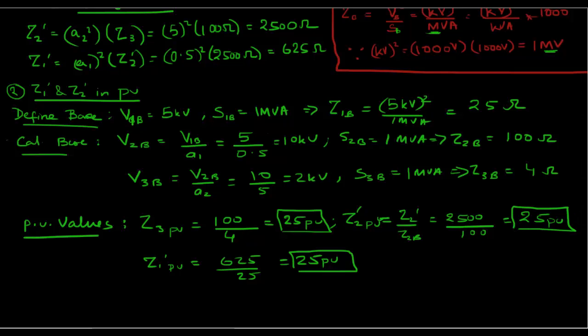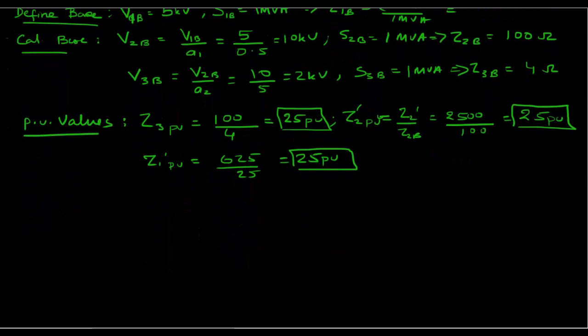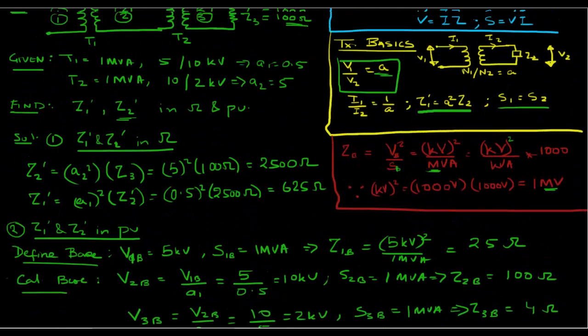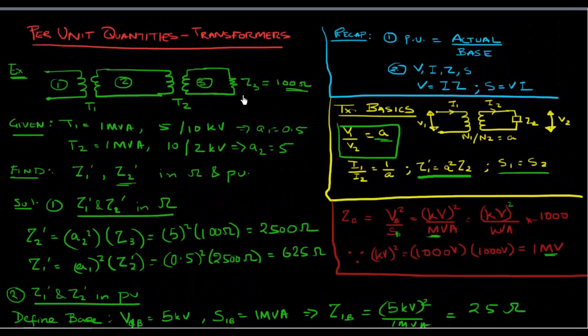All our impedance values in per unit are the same, and this is the beauty of using per unit. What this is telling me is that if I use per unit values, my impedance value, this load impedance in circuit 3, is going to remain the same. It does not change whether I see it in circuit 2, whether I see it in circuit 1. Whereas if we were doing ohmic values, it was 100 ohms here, it was 2500 ohms here, it was 625 ohms here. But in per unit, it remains the same.